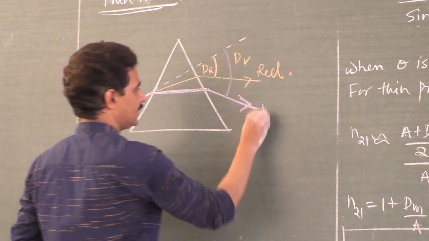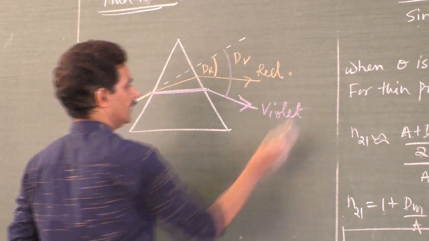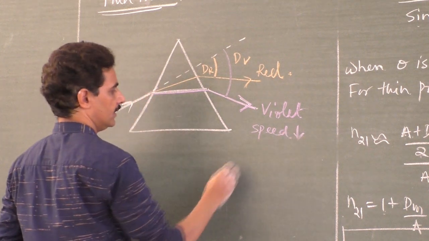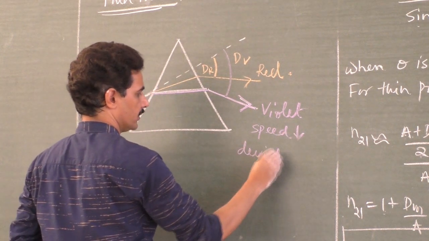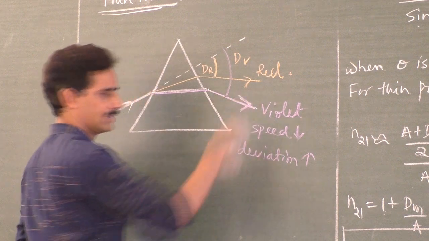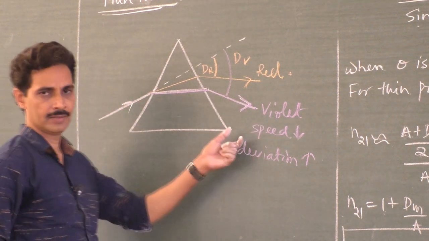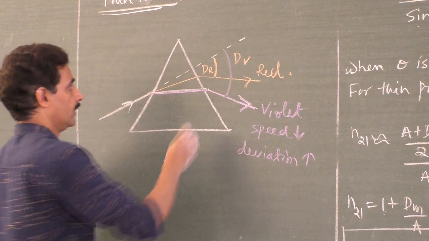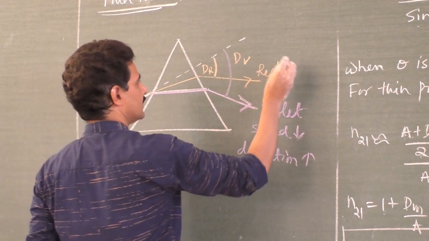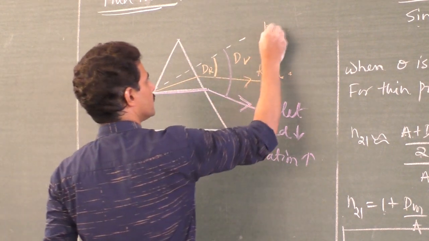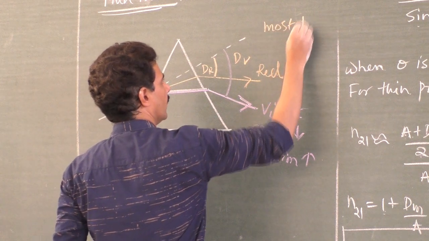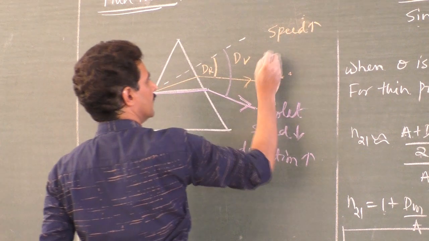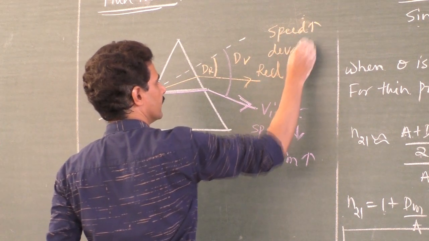So for violet, speed is least and deviation is most. I think you can see this, right? What is written in the violet color. Then what about this one? Red travels with the most speed, of course, speed is most and the deviation is least.